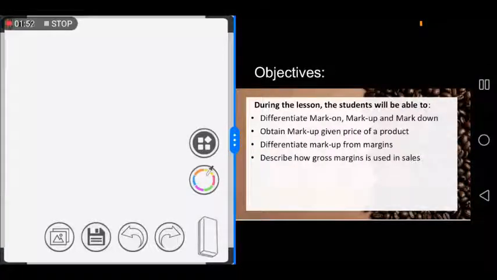So, during the lesson, we will be able to differentiate mark-on, markup, and markdown. Second one, we will obtain the markup given the price of a product. The third one, differentiate markup from margins. And the fourth one is to describe how gross margins is used in sales. Okay, so for today, we will focus on the first objective and also yung markup rates na tinatawag natin.